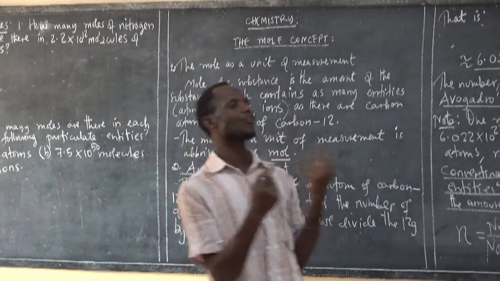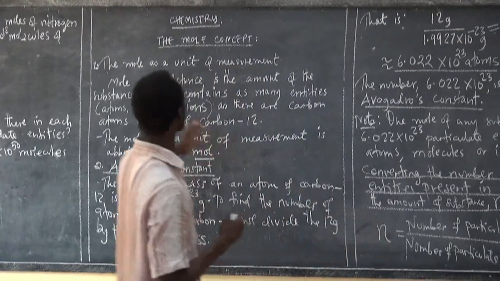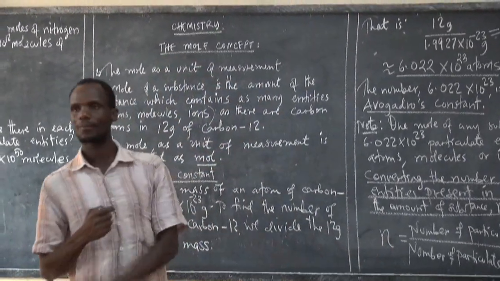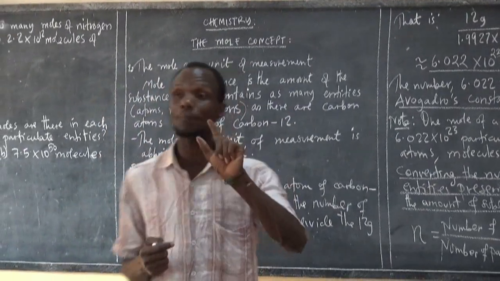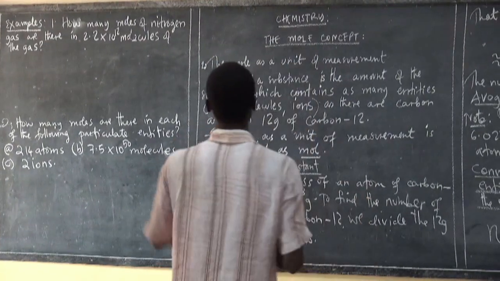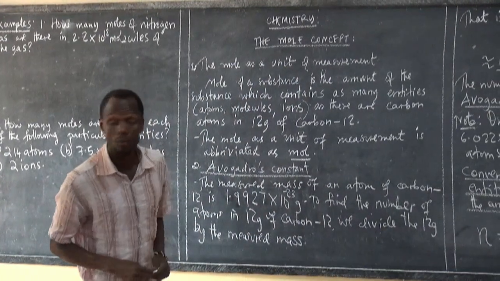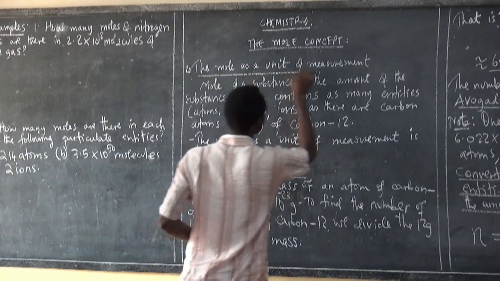Now, it is so difficult for us to count those particles, and that is why we use this concept called what? The mole concept. Definitely, the mole is a unit of measurement. That is the first part to discuss.